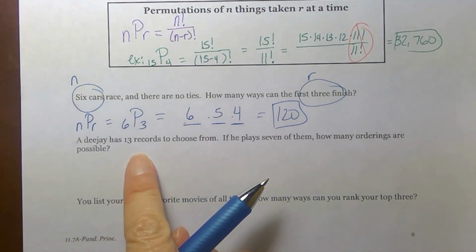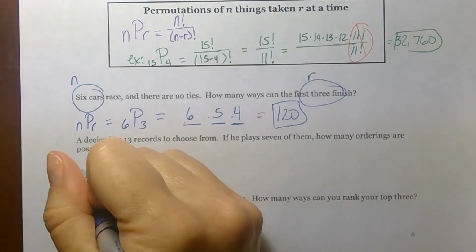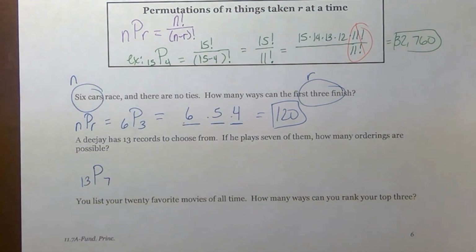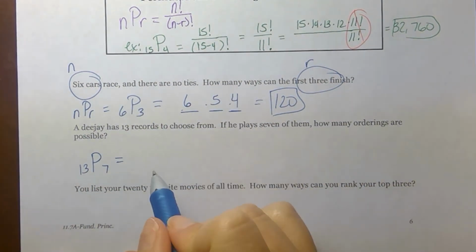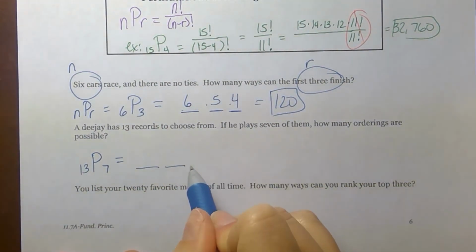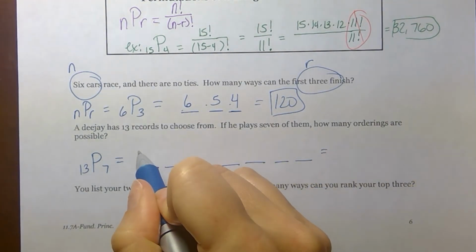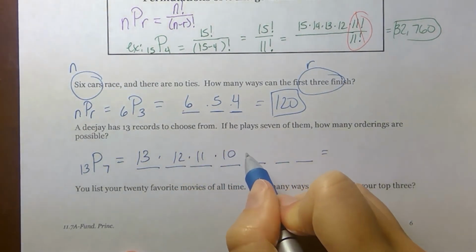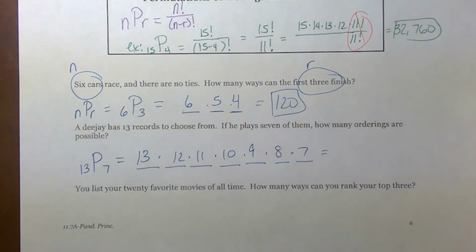All right, show permutation notation for the next problem. A DJ has 13 records. He plays 7. So he has a total of 13. That's my N. He is picking 7 of them in order to play. So what does that look like? Well, I have 7 blanks to fill in. 1, 2, 3, 4, 5, 6, 7. My first blank, I start with 13 and I count my way down until I have picked 7 times. So I've counted my way down from 13.